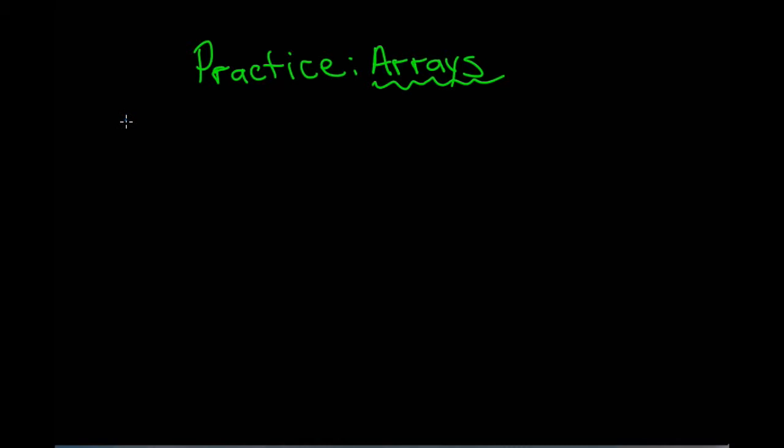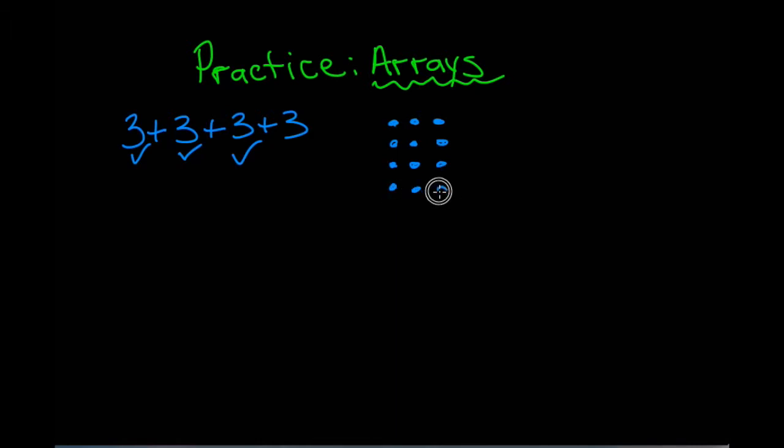So if I had repeated addition like 3 plus 3 plus 3 plus 3, I could show that with an array. I could show 1, 2, 3. That's one of these. 1, 2, 3. That's another one of these. 1, 2, 3. And 1, 2, 3. I have my repeated addition, and I'm showing it with an array. So the question then becomes, what is the multiplication sentence that shows?